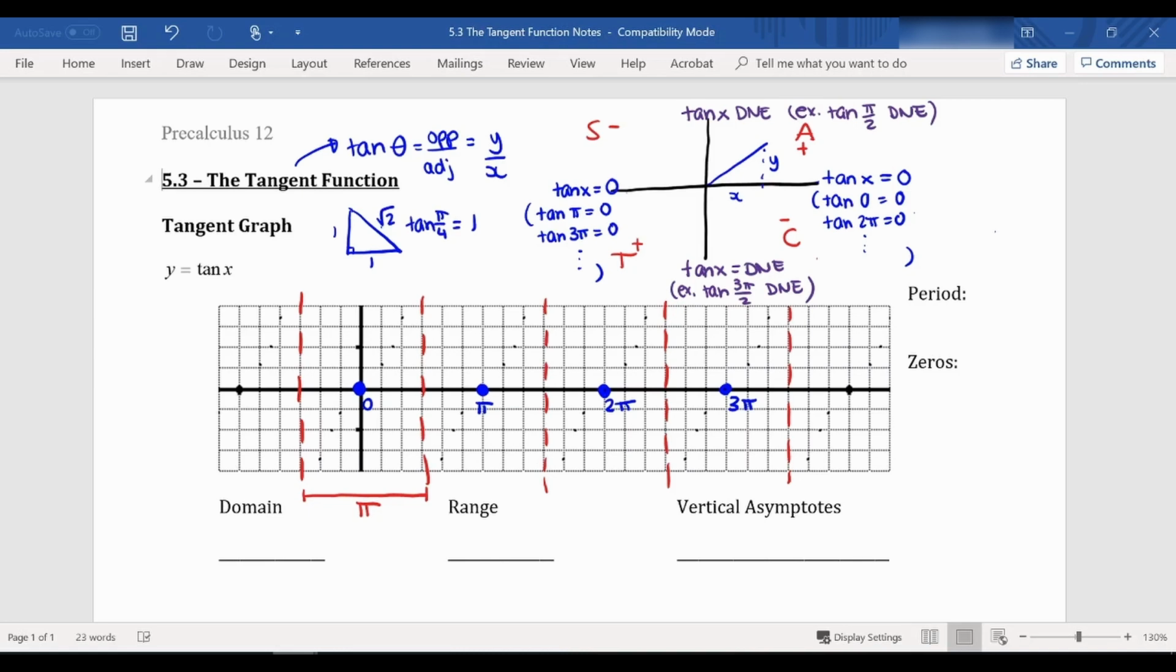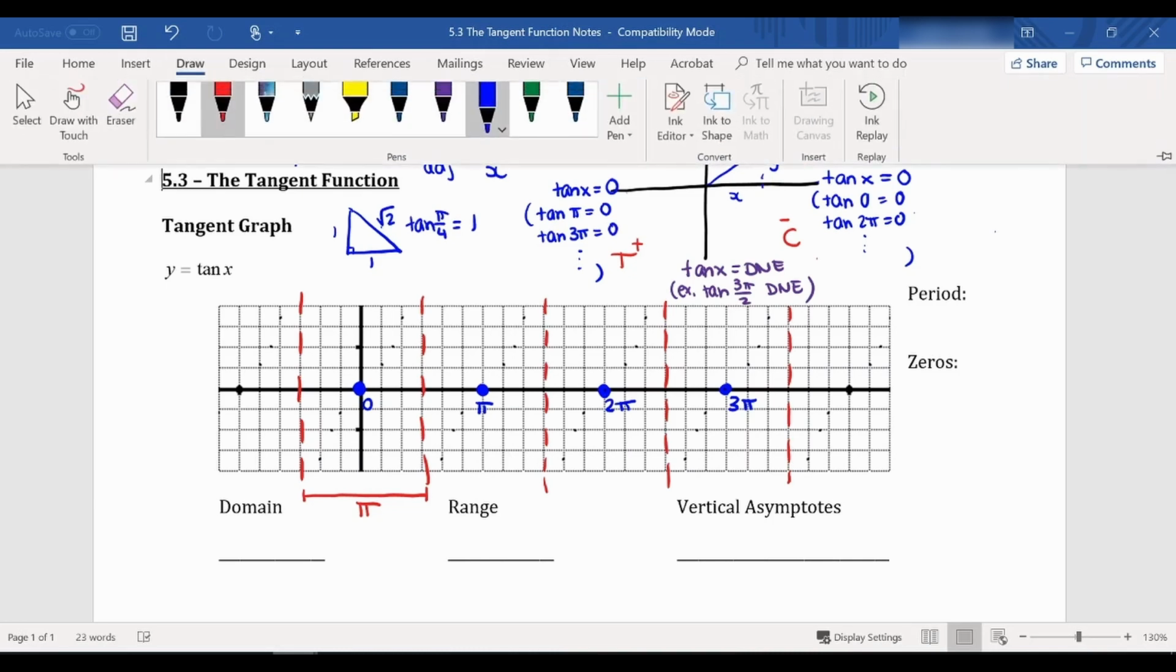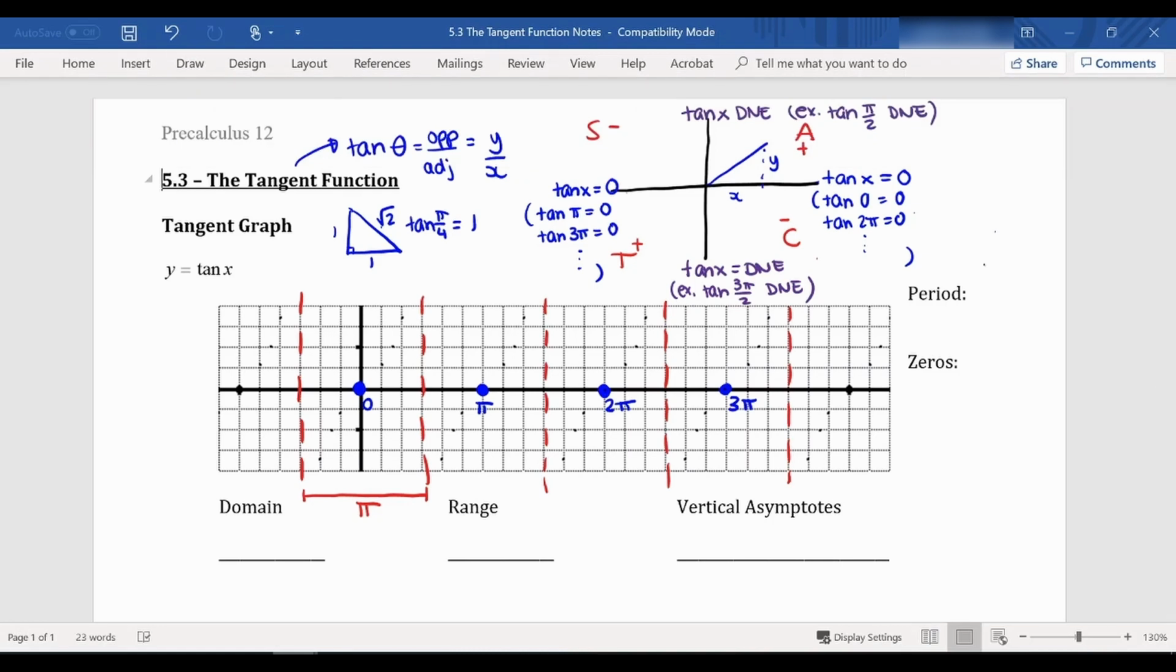Now, it might be helpful for us to label our asymptotes here so that we know where they are. And if I take a look back up at my quadrant system, I know that tangent did not exist at pi over 2, then 3 pi over 2. The next one would be 5 pi over 2, etc. So this one here is pi over 2, our first one. Our second one is at 3 pi over 2. Our next one would be at 5 pi over 2. That last one we drew in here would be at 7 pi over 2.